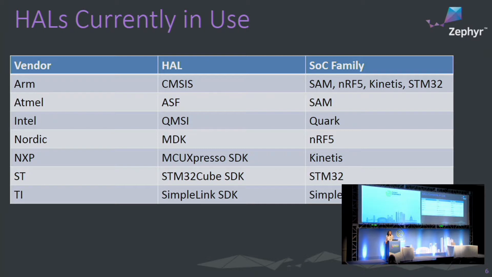We already have quite a few different HALs in use in the tree. NXP is certainly not the only one. This is a list of everything we're using today. I've got these in alphabetical order, so starting from ARM, we have the CMSIS HAL, which I'll talk a little bit more about next, that is used by pretty much all of the ARM vendors and build upon CMSIS. We have Atmel's Atmel Software Framework used in the SAM SoCs. Intel's using their QMSI, which is the Quark Microcontroller Software Interface. I hope I got that acronym right.